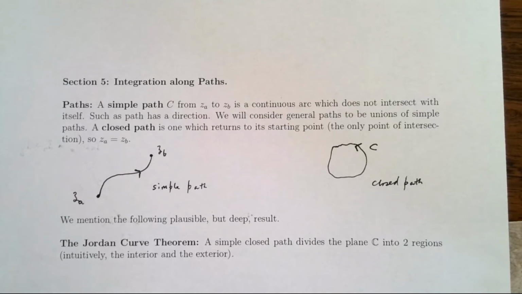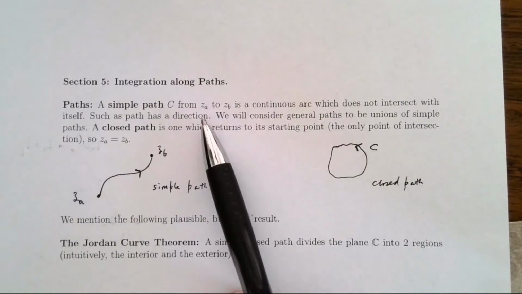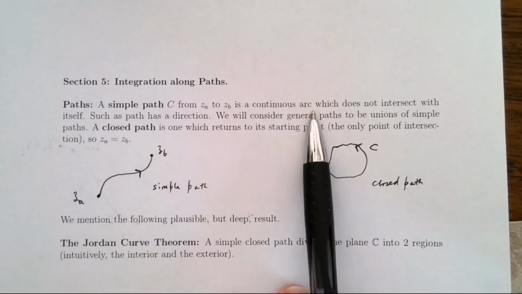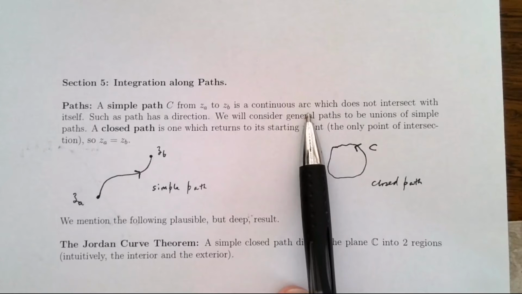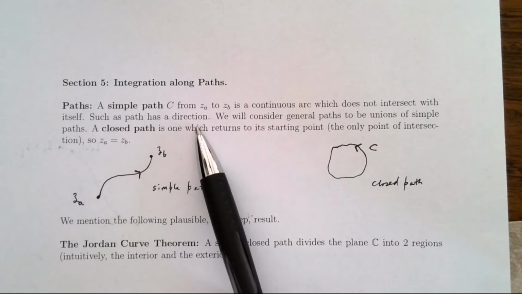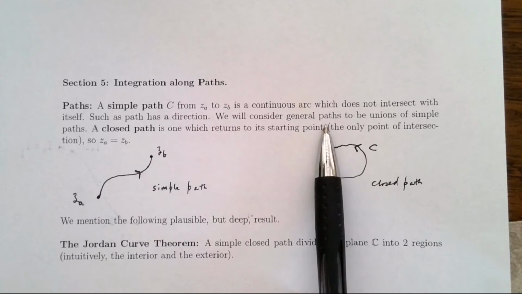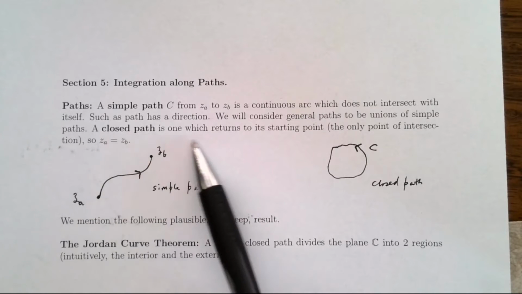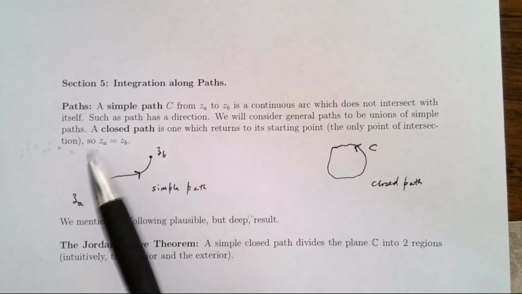So we begin by defining what we mean by, firstly, a simple path from a point ZA to ZB. I'm just going to define it as a continuous arc which does not intersect with itself. Such a path has a direction, and we'll consider general paths to be the union of simple paths. A closed path is one which returns to its starting point, in other words, ZA equals ZB.